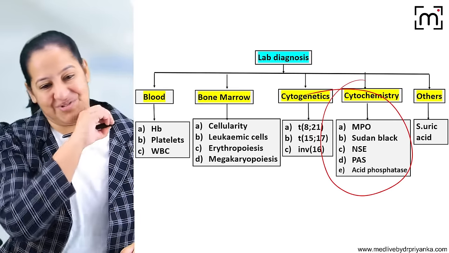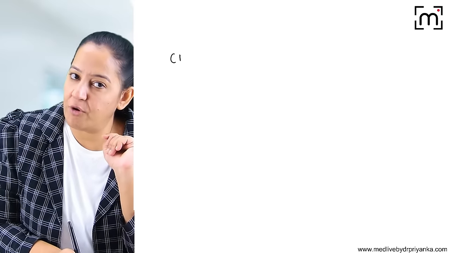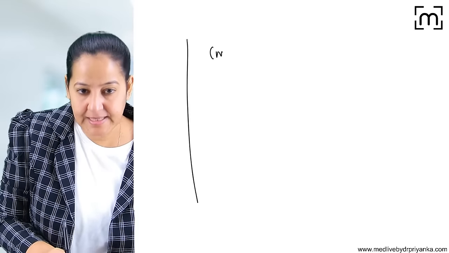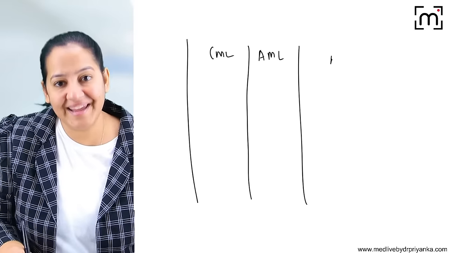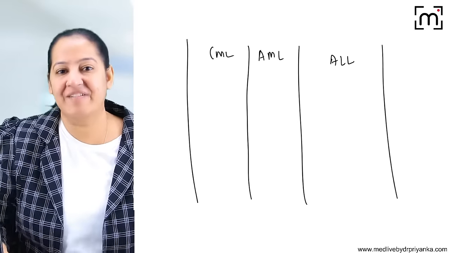In cytochemistry, listen, I am teaching you 4 types of leukemia. This is the second one. We have already completed CML. Yes or no? We have already completed CML. Yes. Now, after that, I am covering right now AML. After that, I will come to ALL also. And finally, I will come to CLL.